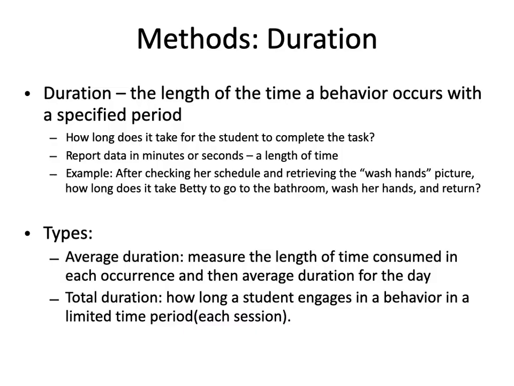So duration is easy. Duration is the length of time a behavior occurs within specified periods. So if you are measuring a student's out of seat behavior, then you can use a stopwatch, and you can start the stopwatch when the student stands up and goes away, and you can stop the stopwatch when the student comes back and sits down. So that will be the duration of the student's out of seat behavior. So this is a sample duration recording sheet. Of course, you can modify it as you need.